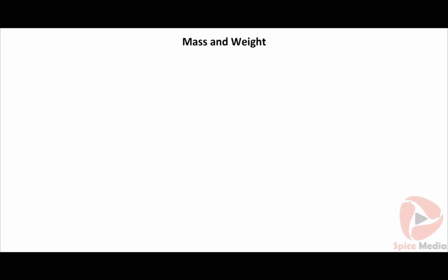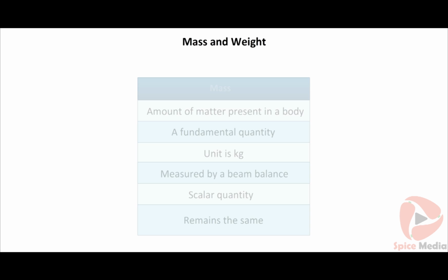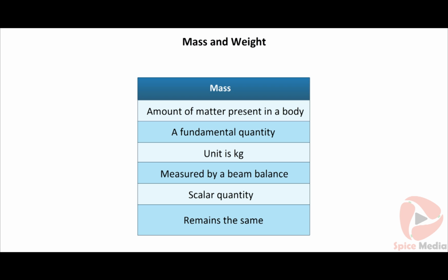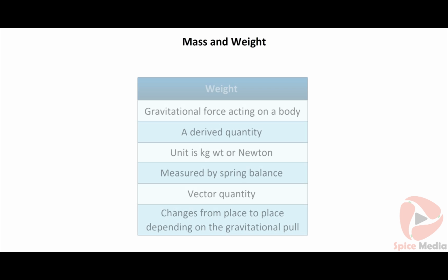Now we can differentiate mass and weight. Mass is the amount of matter present in a body. Mass is a fundamental quantity. Unit of mass is kilogram. Mass of a body is measured using a beam balance. Mass is a scalar quantity. Mass of a body remains the same anywhere in the universe.